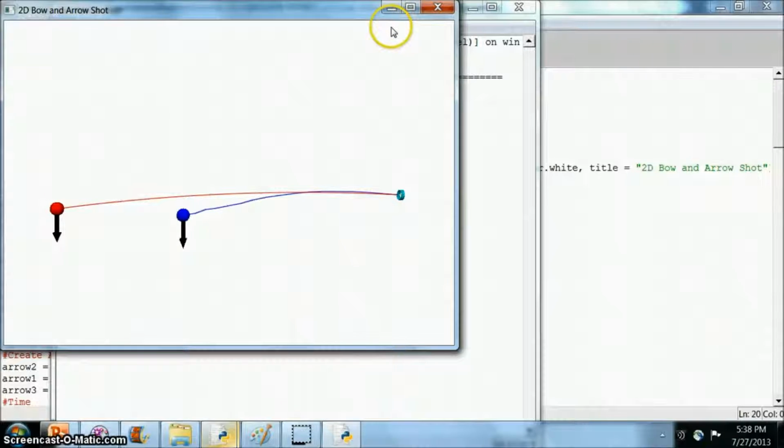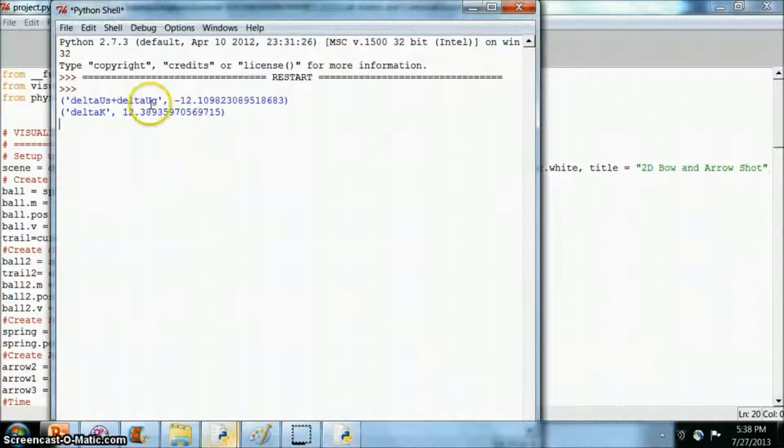So now let's go to the purpose of the lab, which was to see if the energy was conserved. It doesn't matter how far the ball moved as long as the energy was converted from the bow to the actual shot. So the delta U was negative 12.10 and the delta K was 12.4. And yes, the energy was conserved. You can see that it's basically converted over.